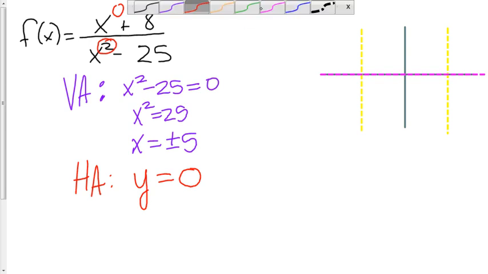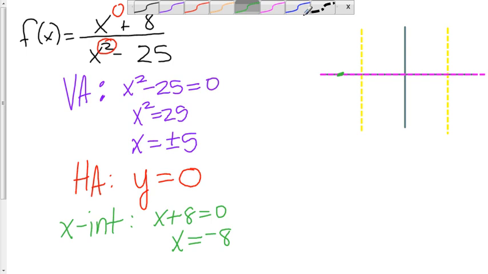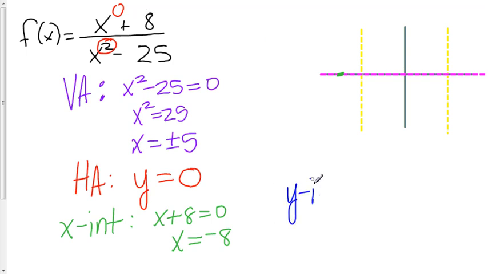A few other things of interest that you should figure out would be the x-intercepts. In this case, you just set the numerator equal to 0 and solve it. So x equals -8. So then we know at -8, it is going to cross the axis. Finally, the y-intercept. Substituting a 0 here and a 0 there would be -8 over 25. And so that is right here.